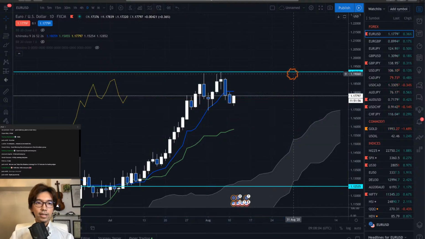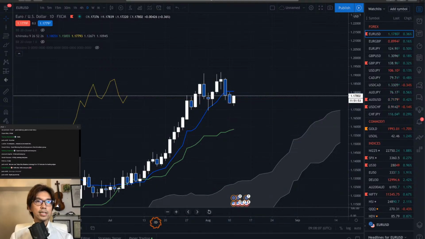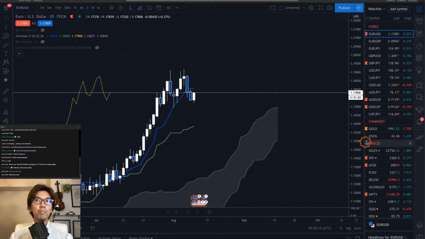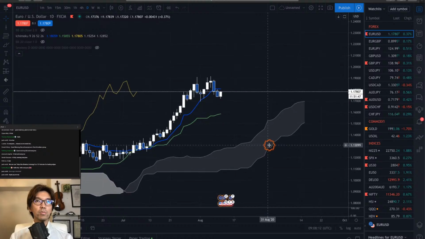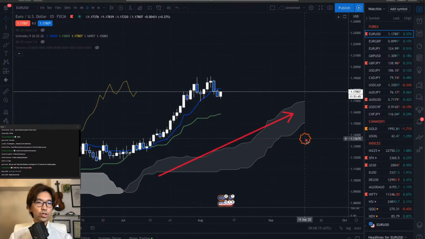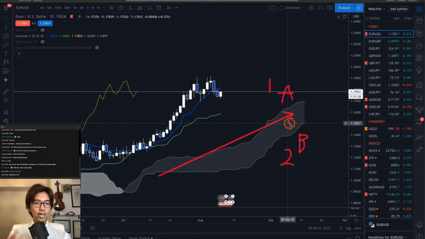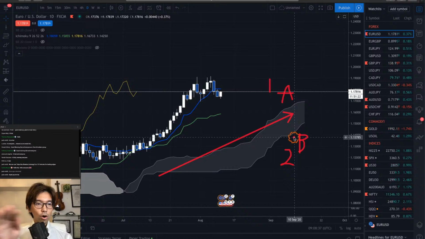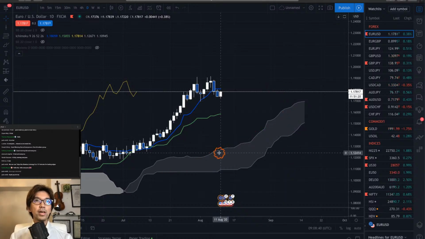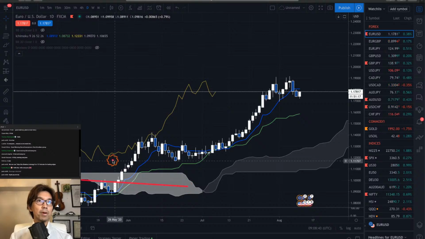So let's take a look at the Senko span B. Senko span B is actually the lower part of the Kumo. So when it goes up, when it's a bullish Kumo, Senko span B is the lower part, and Senko span A is the upper part of the Kumo. Sometimes we call it Senko span 1 and Senko span 2. This one is 2 and this one is 1. But either way, we just call it Senko span B, Senko span A, or 2 and 1. So Senko span B is the lower part of the Kumo when it's bullish. When it's bearish, Senko span B is the upper part of the Kumo.